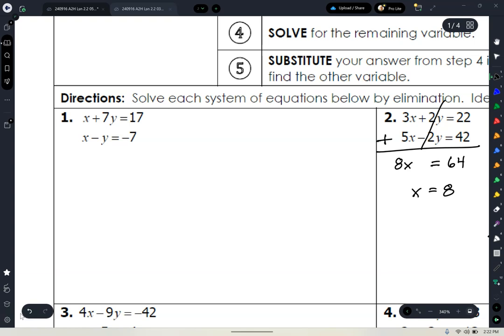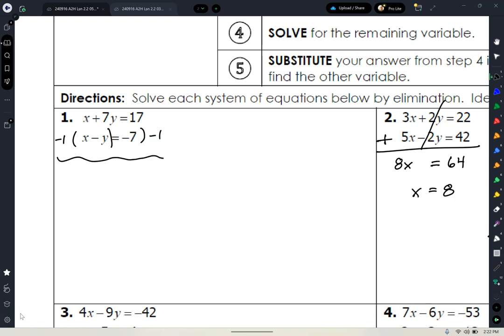So if we just take one of these and we multiply both sides by -1, I should do another parenthesis there. And then I'm going to rewrite my problem. So when I multiply, I like to rewrite my problem. So now I'm going to have x plus 7y is equal to 17. And then my second equation is now going to be -x plus y is equal to what? +7, right? Now I have opposite coefficients. I can move right into adding.